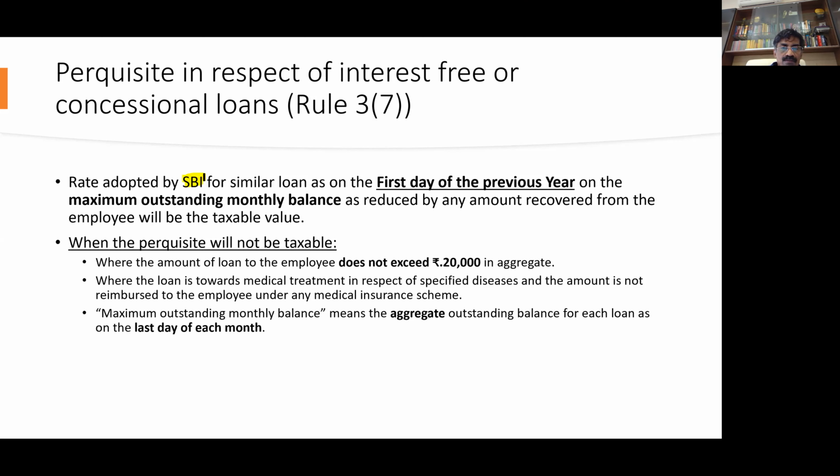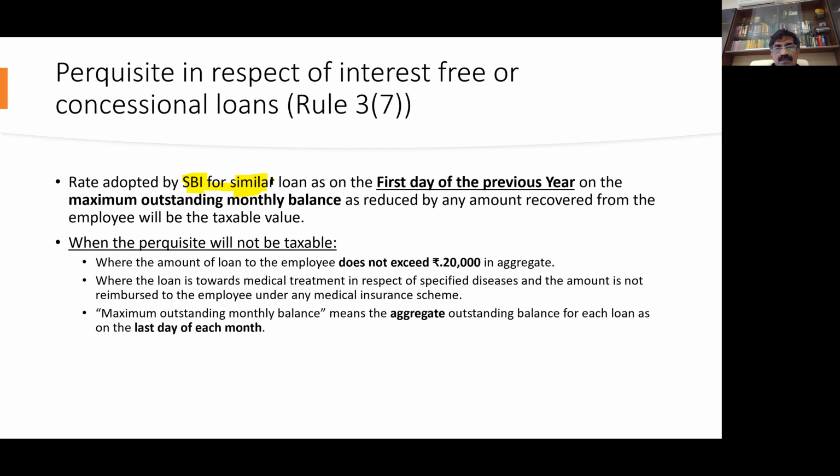State Bank of India, by sheer size, is the largest bank in India by a big distance. The second bank in terms of deposit and loan size is far behind. But you have to take SBI for a similar loan, because you cannot compare a housing loan interest with a personal loan interest. Therefore, you should take the rate of SBI for similar loans. That means if an employee is given a housing loan, you should take the SBI housing loan interest on 1st of April.